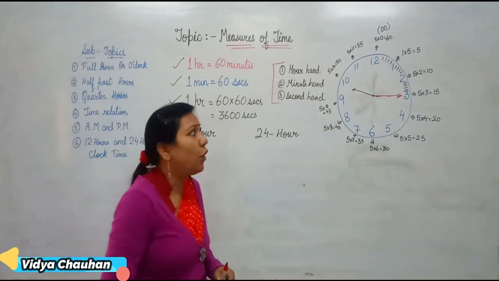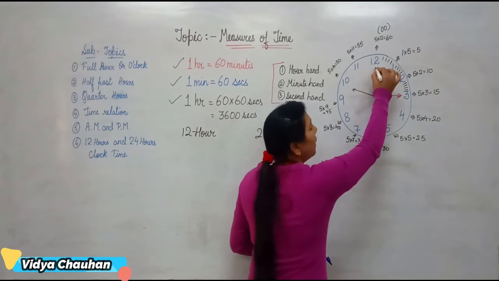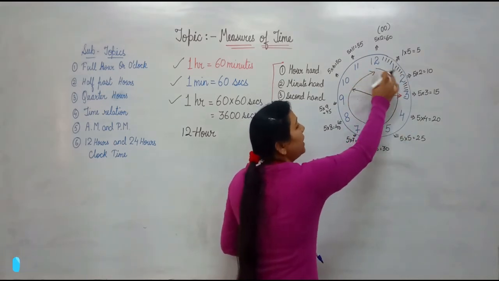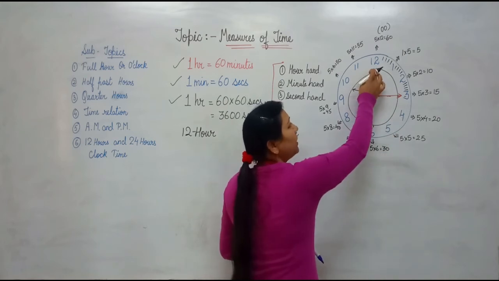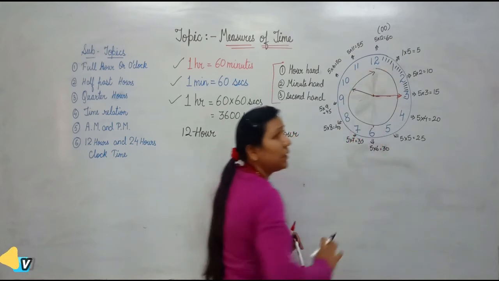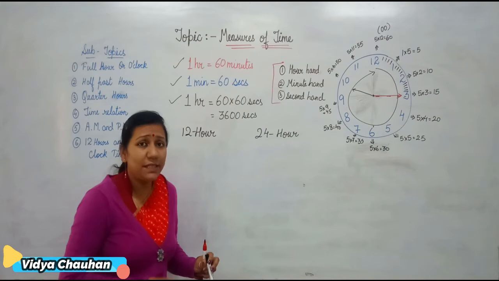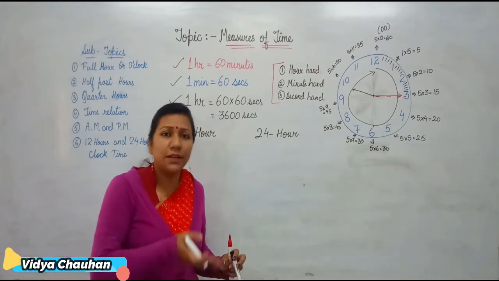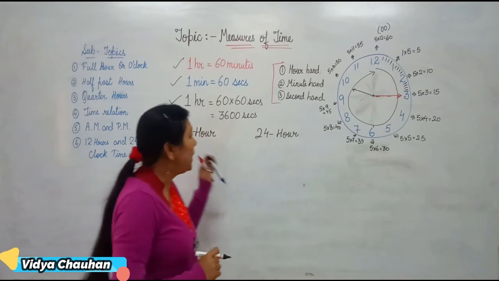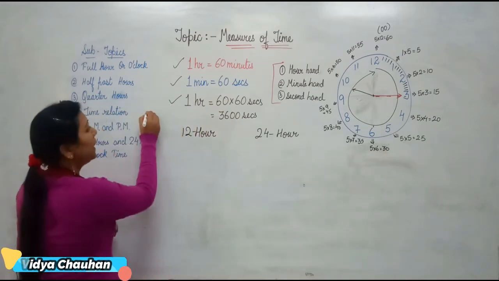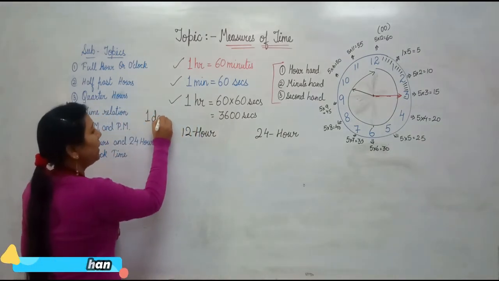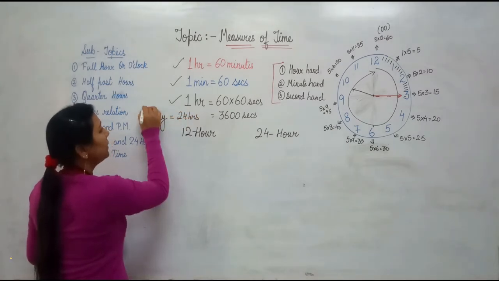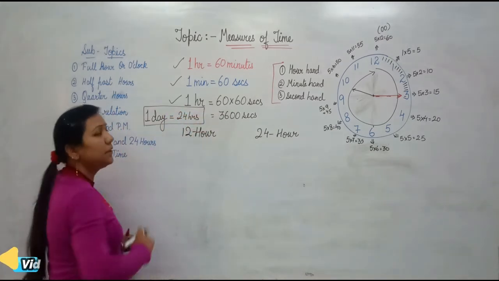In the 12-hour clock, as soon as the hour hand takes a complete round of the clock, that means from 1 to 12, and after this 12, when it will again reach 1, we call it 1, 2, 3, 4, 5, 6, 7, 8, 9 and 10. Why are there these 2 types of clocks? Because in one day we have 24 hours. That means 24 hours in one day.